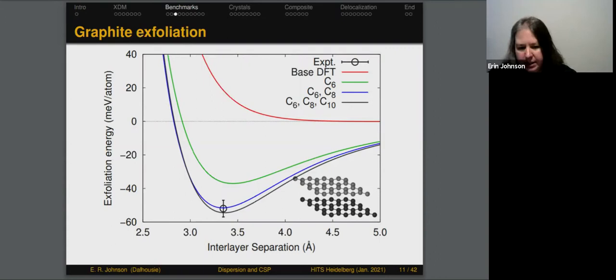So here we have potential energy curve for a base density functional. So this is showing how a base DFT method does not include dispersion physics. Without dispersion, you have an entirely repulsive potential energy curve here. If you add a C6 dispersion term, you get a nice binding curve, but the exfoliation energy is significantly smaller in magnitude than what you've obtained from experiment or a benchmark calculation from quantum Monte Carlo, for example. It's only if you include the C8 term or C8 and C10 that you obtain good performance with respect to our reference data.